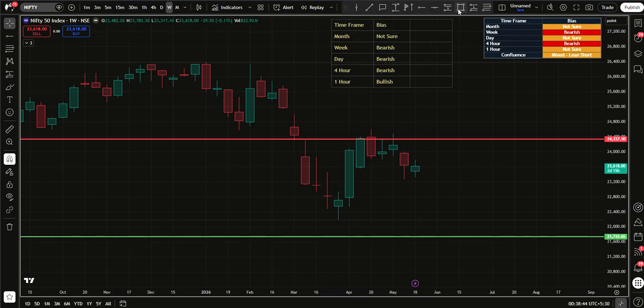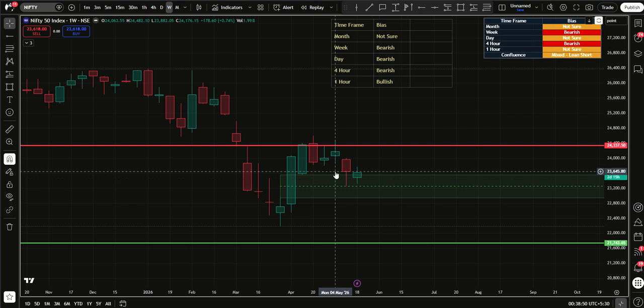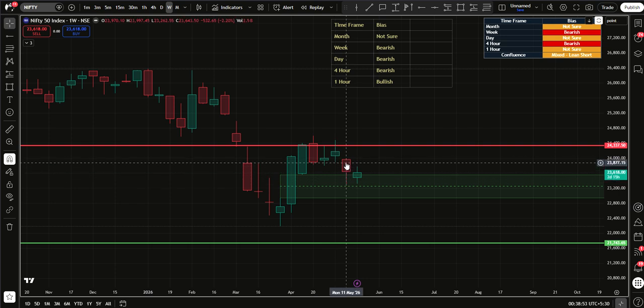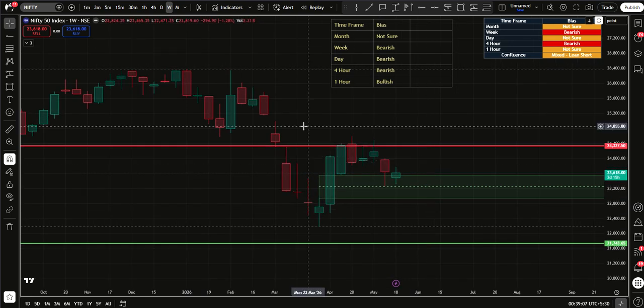Here we have a bullish fair value gap on a weekly time frame. Ideally a candle should have respected this fair value gap. This shouldn't have happened. Now it is happening, so that means there's a lot of liquidity here, and that's the reason you can see another weekly candle forming in this space.